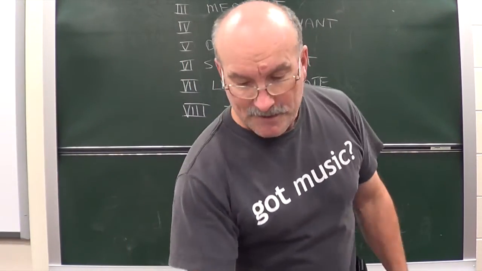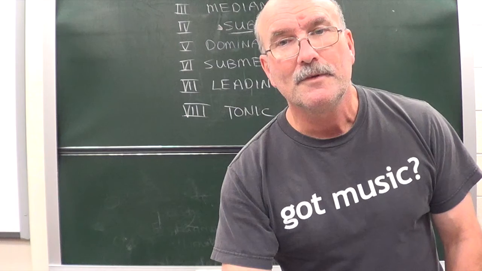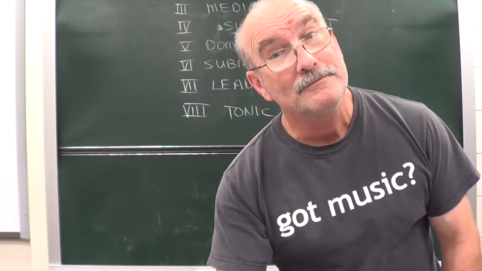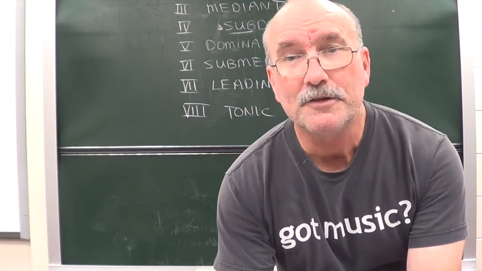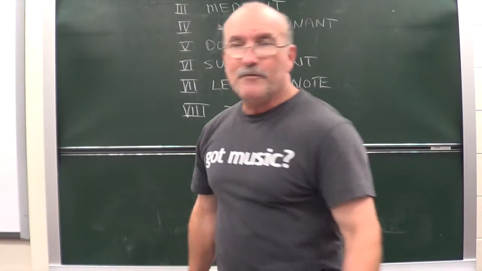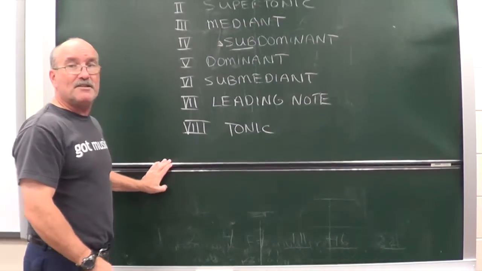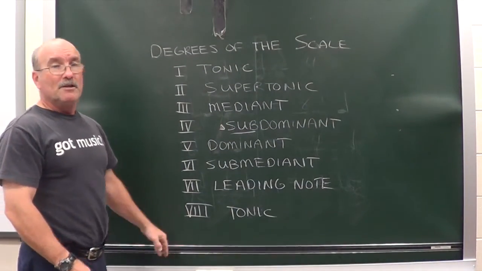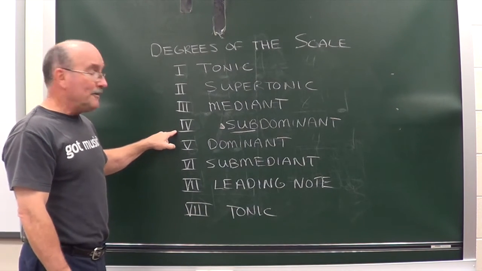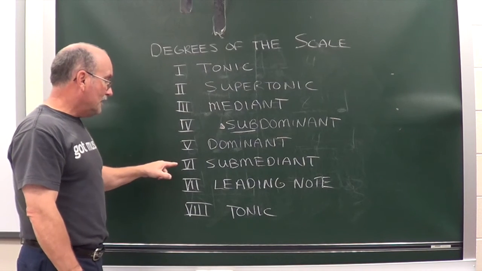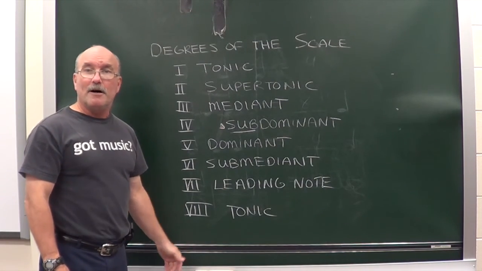If you don't believe me, listen to this. And it leads to the tonic every time. And you have to hear the tonic. Otherwise, it'll drive a musician nuts. So there you go. Those are the degrees of the scale, and you have to memorize these degrees of the scale. So the degrees are: 1 is the tonic, 2 is the supertonic, mediant, subdominant, dominant, submediant, leading note, and tonic. Those are the degrees of the scale.